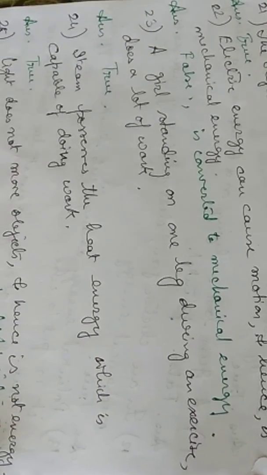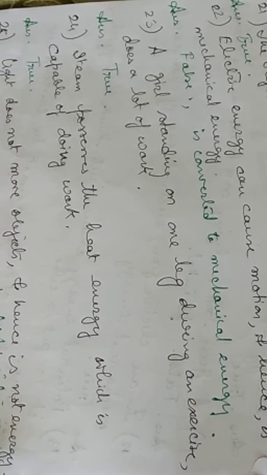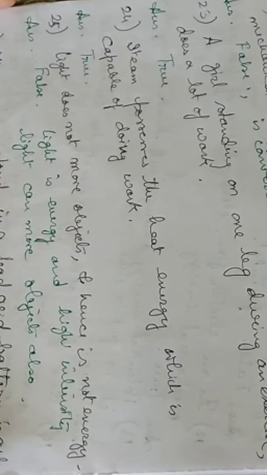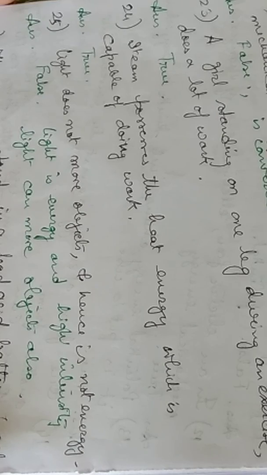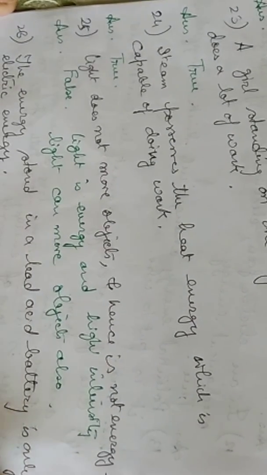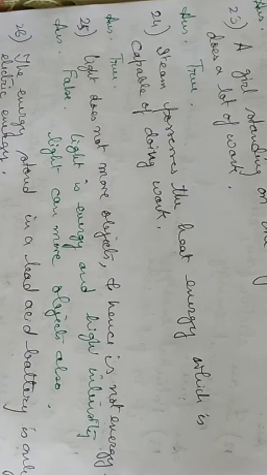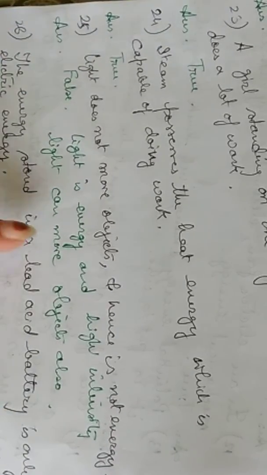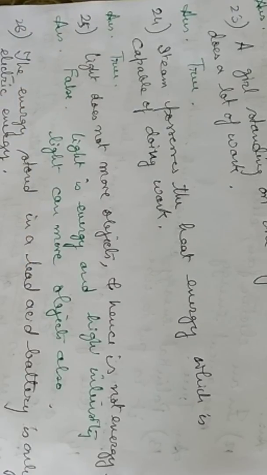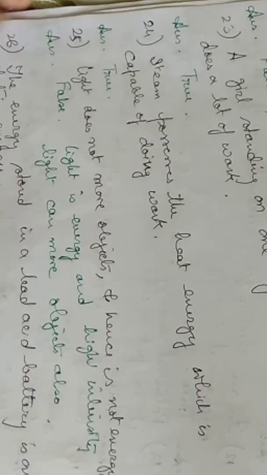A girl standing on one leg during an exercise does a lot of work. That's true. Steam possesses the heat energy which is capable of doing work. That is true. Light does not move objects, hence it is not energy. That is false, because light is energy, and high intensity light can move objects also. The energy stored in a lead battery is only electrical energy. That's false. That is chemical energy.